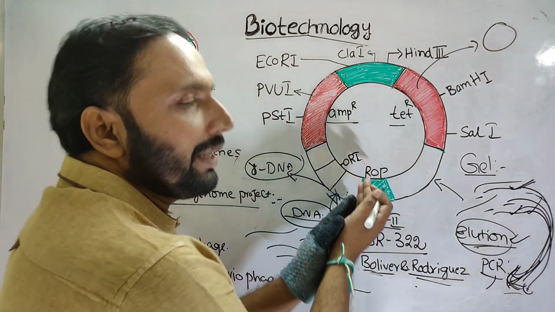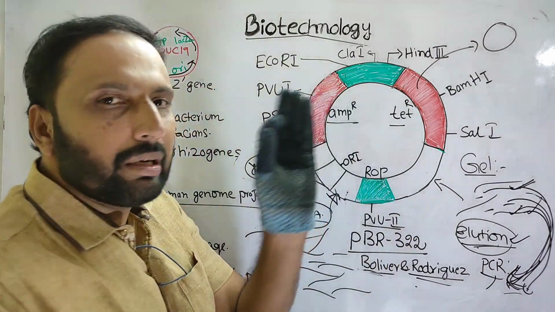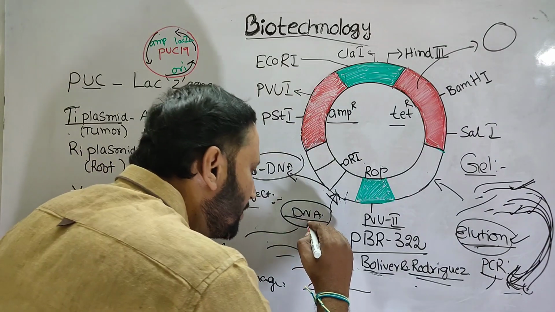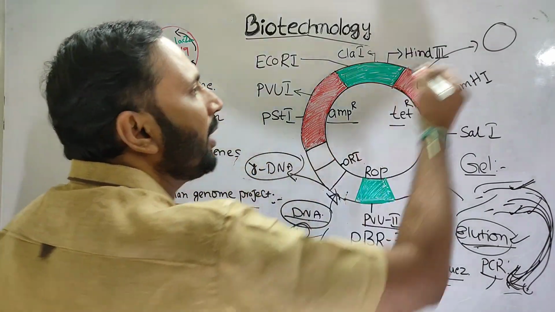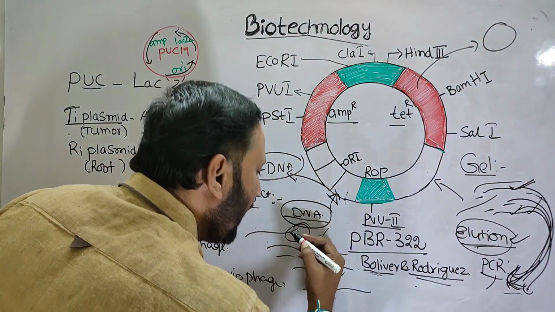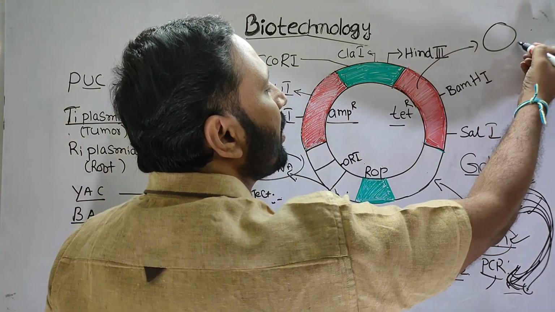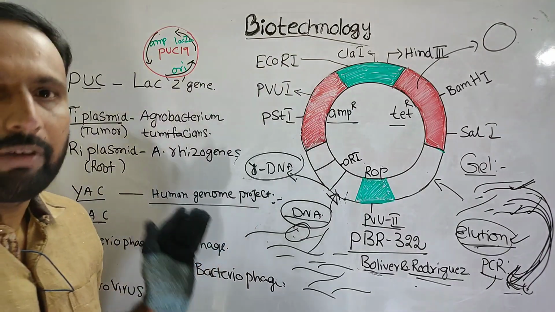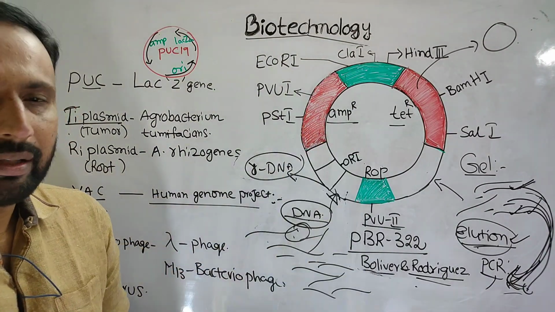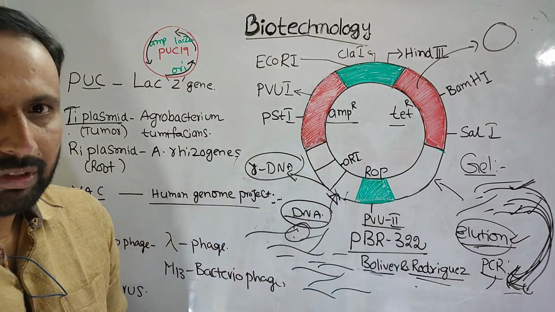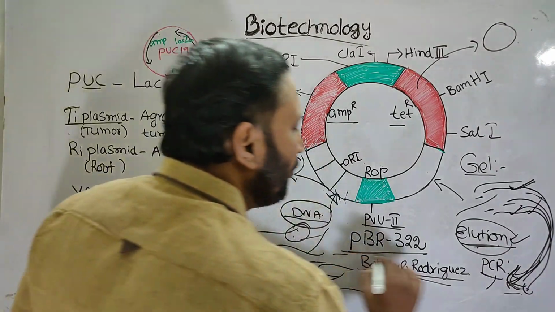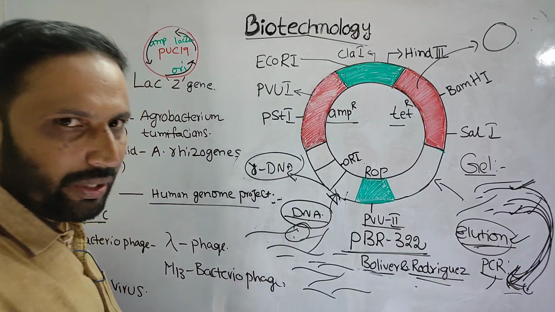So what is the meaning of vector? Vectors are the carriers which carry the gene from one organism to another organism, and that is why they are called vectors. These vectors are of different types. The first one is pBR322, the first artificial plasmid, prepared by Bolivar and Rodriguez.